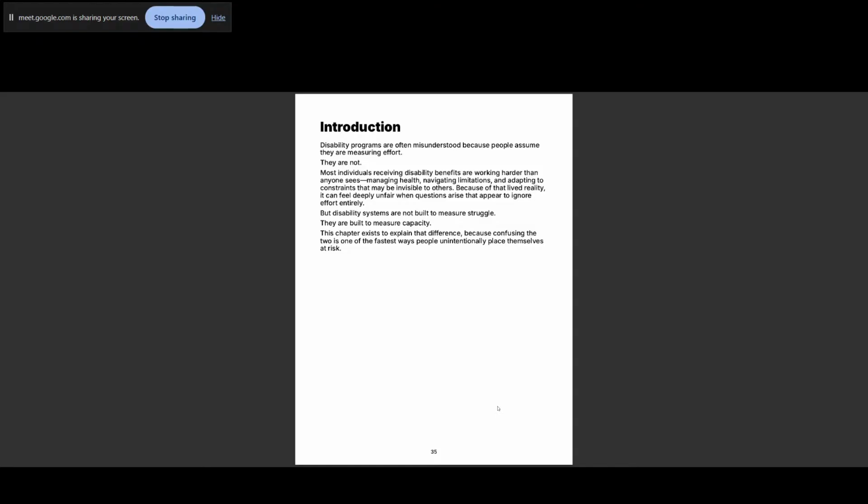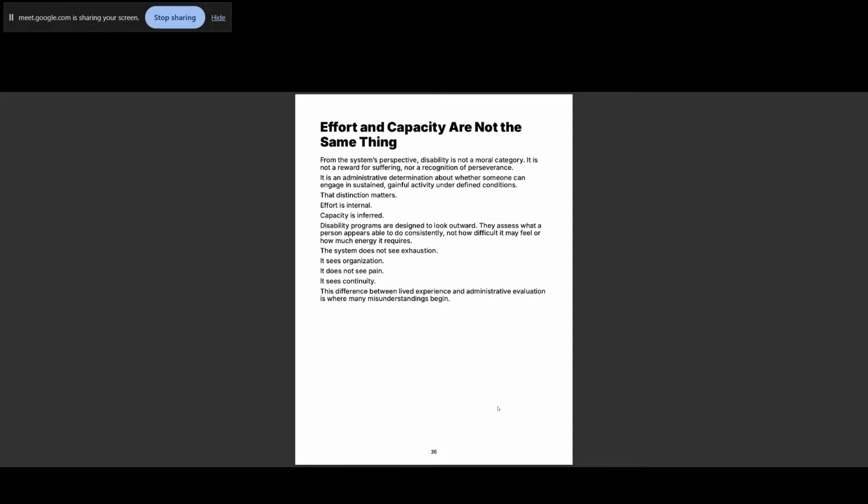But disability systems are not built to measure struggle. They're built to measure capacity. This chapter exists to explain that difference because confusing the two is one of the fastest ways people unintentionally place themselves at risk. Effort and capacity are not the same thing.